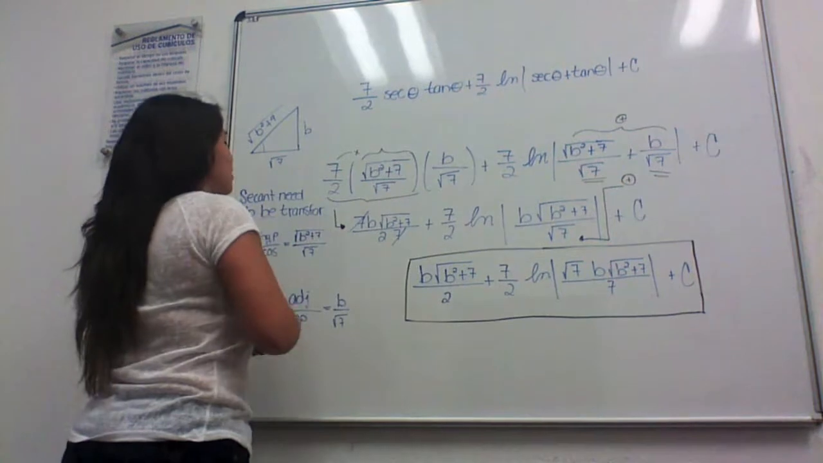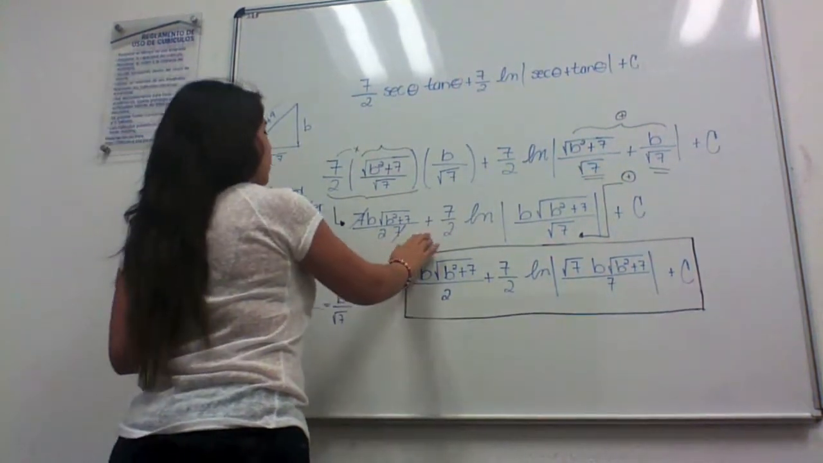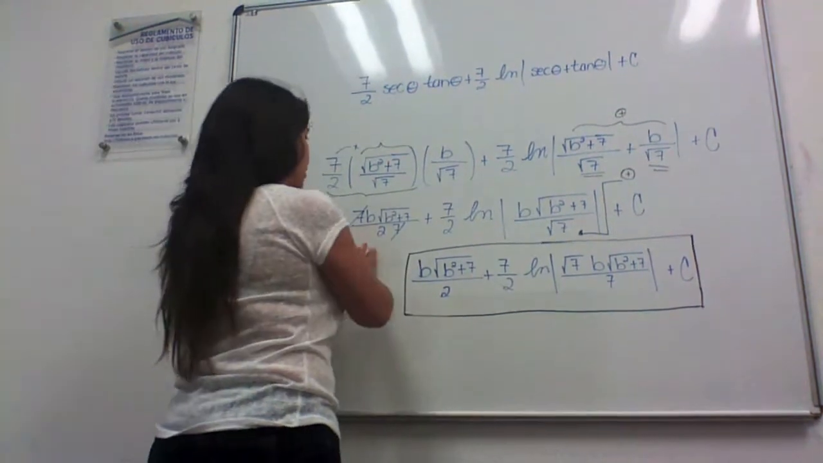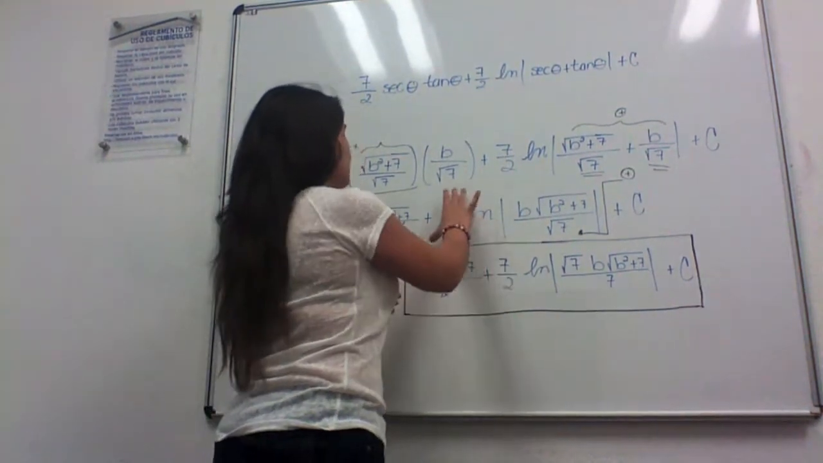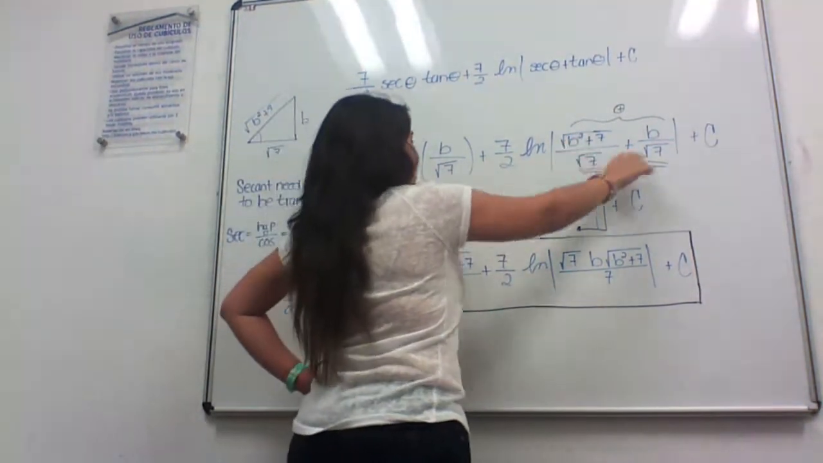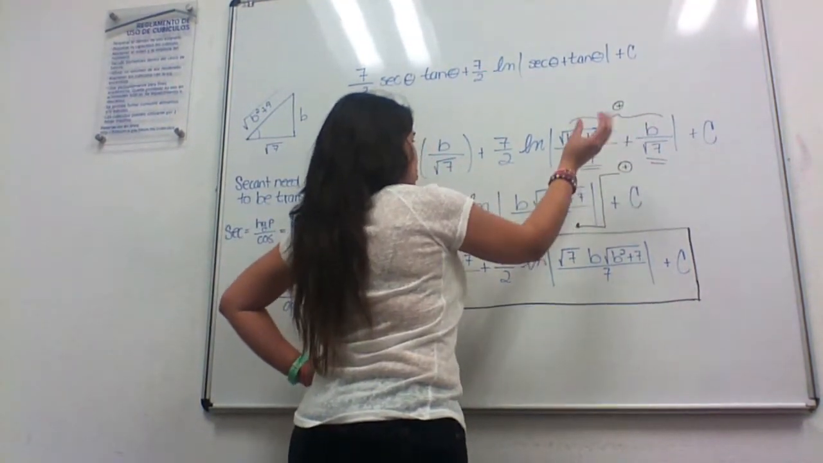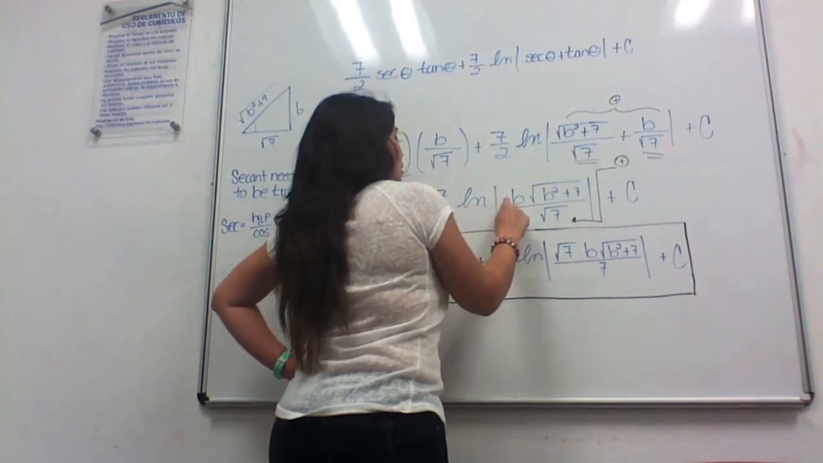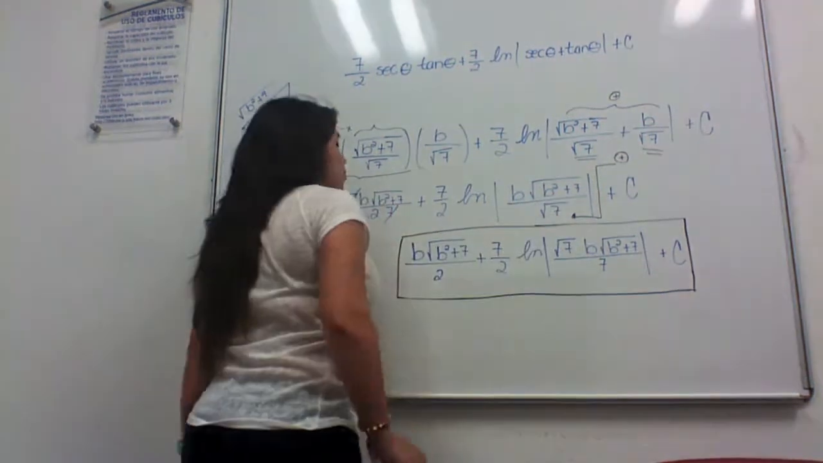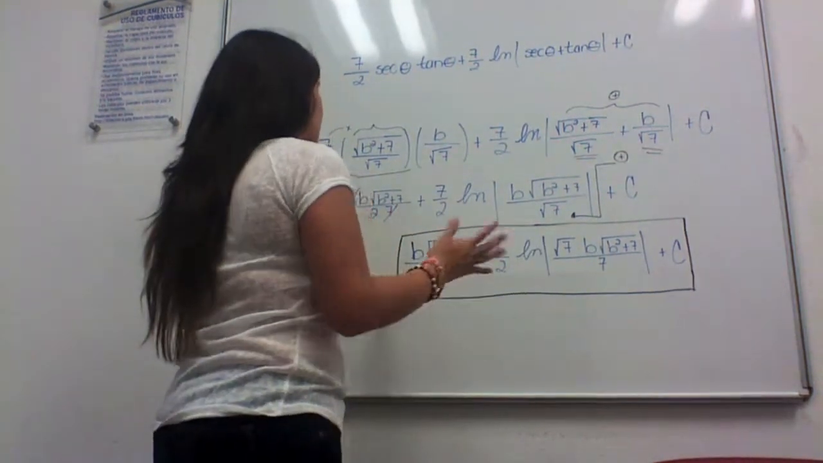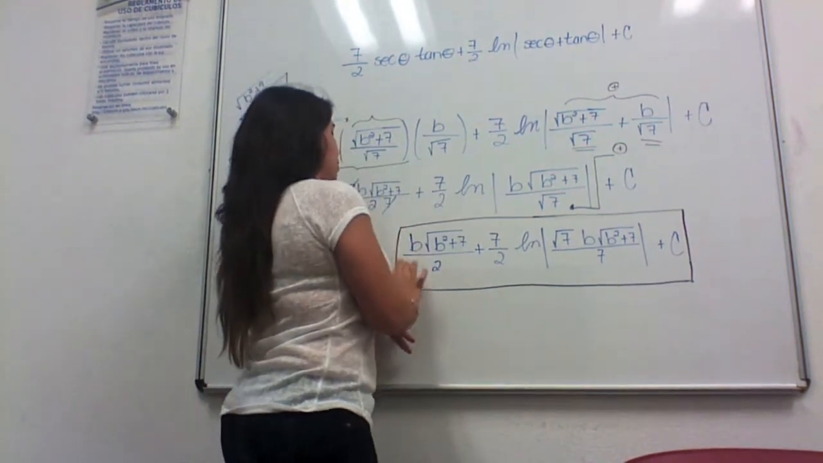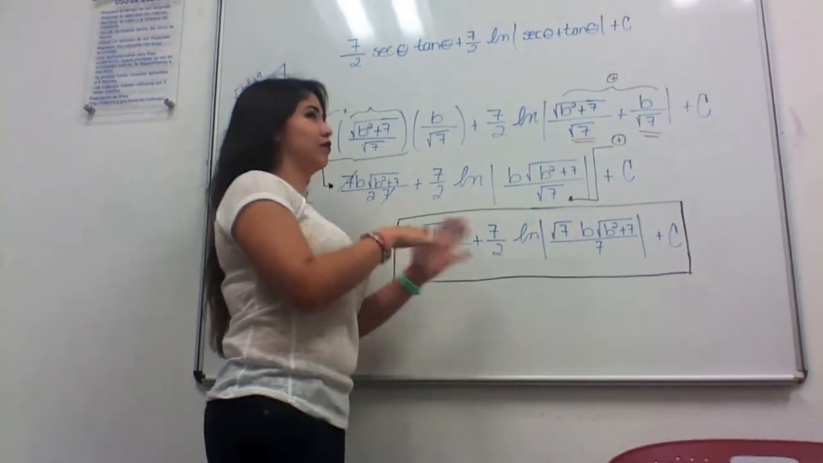You only need to eliminate and simplify the answer. In this case, you have 7 over 2 natural logarithm, and in this, you only join the 2 as b plus square root of b squared plus 7 over square root 7 plus c, and you only pass the answer, and this is the answer.